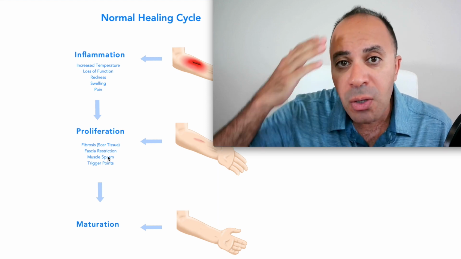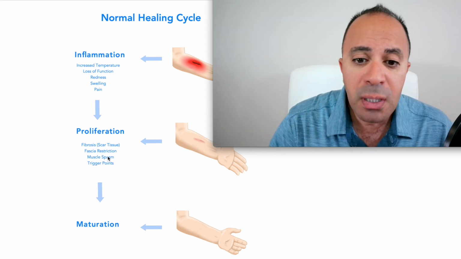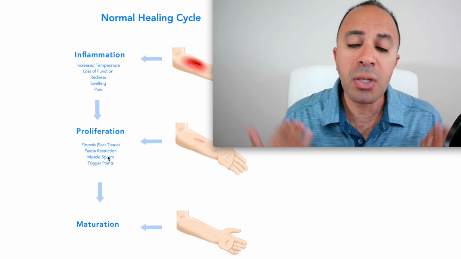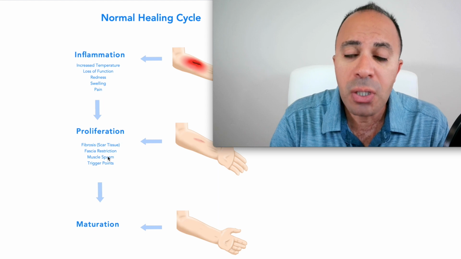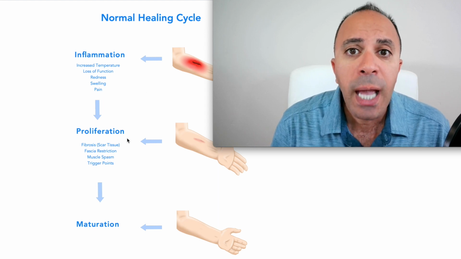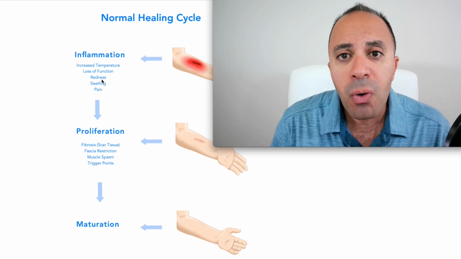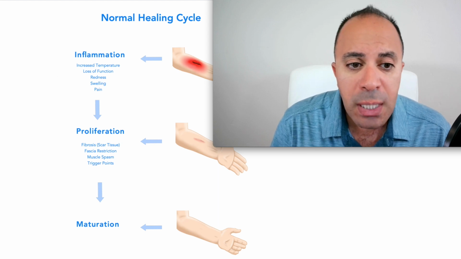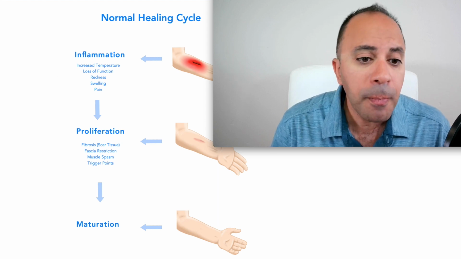So when you release the scar tissue, fascial restrictions, muscle spasm, and correct your posture, a lot of those patients respond very well. But I'm gonna go over those two stages and how to address them, so you will know what to do in each stage if it's applicable to you.